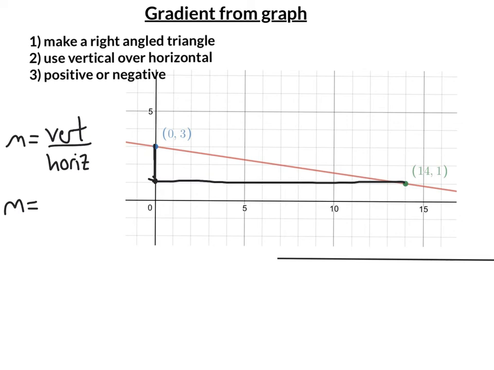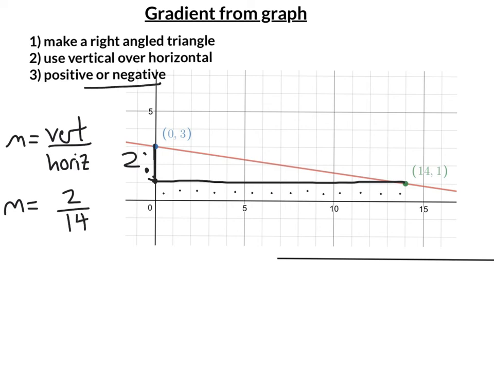So m equals, so let's count my vertical height. Well, that's just 2. And let's count my horizontal height. 1, 2, 3, 4, 5, 6, 7, 8, 9, 10, 11, 12, 13, 14.